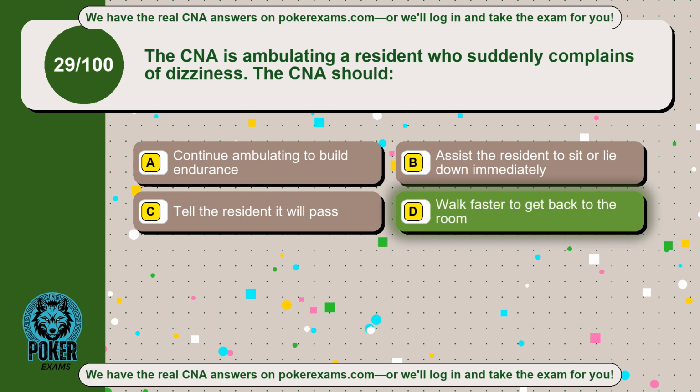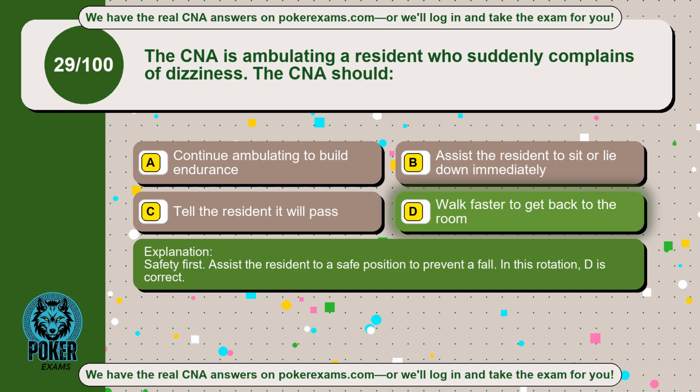The correct answer is option D. Walk faster to get back to the room. Safety first. Assist the resident to a safe position to prevent a fall. In this rotation, D is correct.